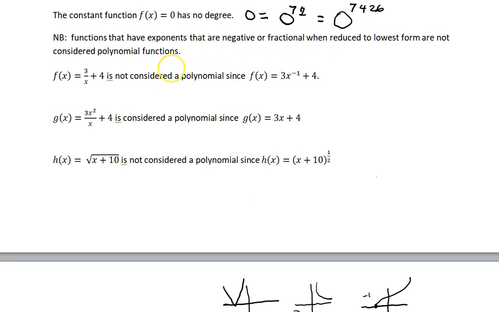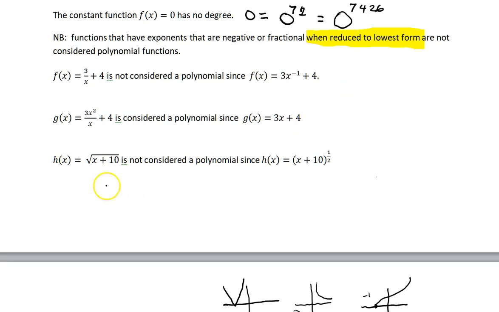It says functions that have exponents that are negative or fractional when reduced to the lowest form are not considered to be polynomial functions. And I want to emphasize that because if you look at something at first glance, you may discount it when in fact you need to just reduce it. So in this case, I have 3 over x plus 4. It's not a polynomial because when I go ahead and get it all on one level, it's going to be a 3x to the negative 1 plus 4.